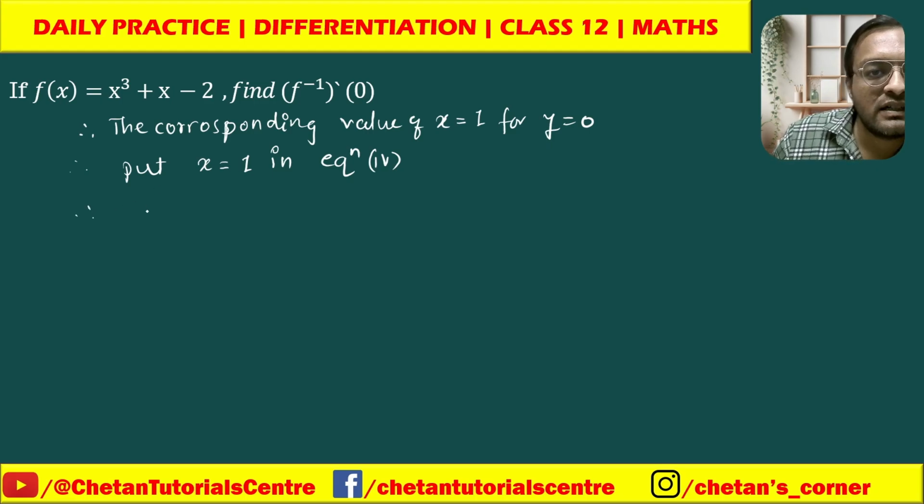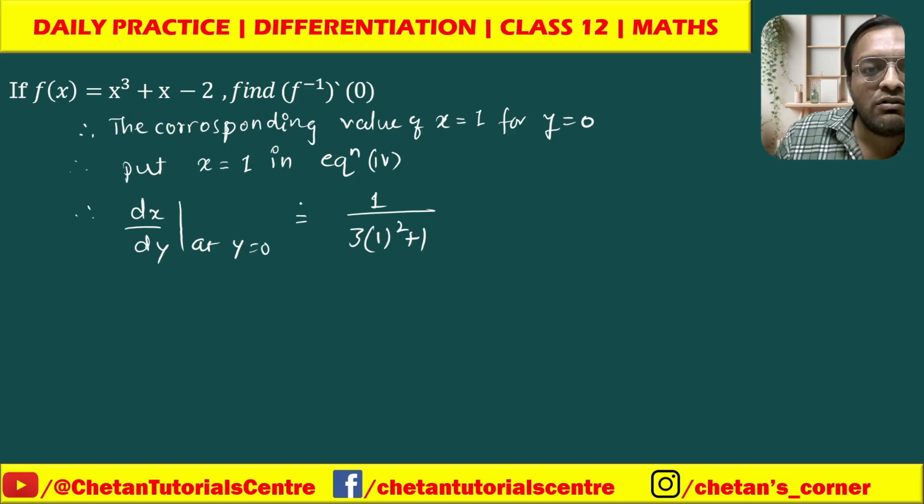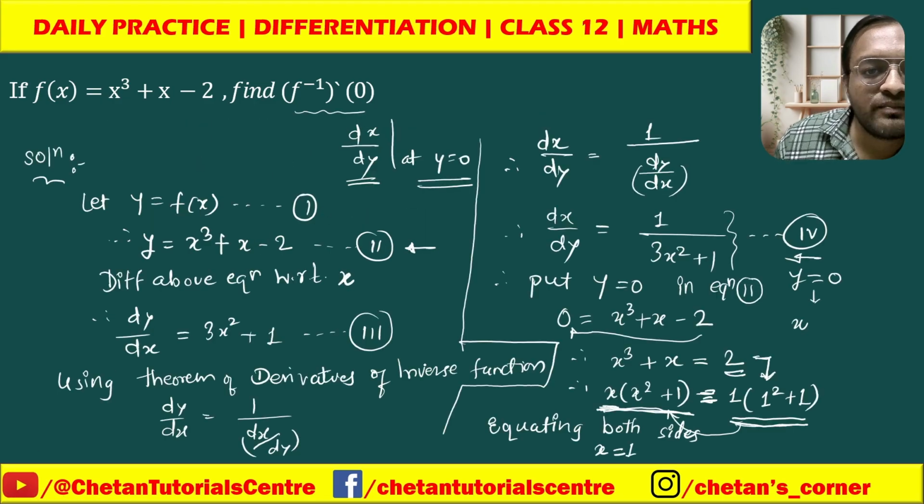Therefore, what we will get? dx by dy at y is equal to 0 is 1 upon 3 into 1 square plus 1. Now, why I have written y is equal to 0? Because in question we have been asked to find the value of derivative of inverse function at y is equal to 0. As y is not available in the equation number 4, so we have used the given equation and found out the corresponding value of x, which is equal to 1, and then we have put this 1 in equation number 4.